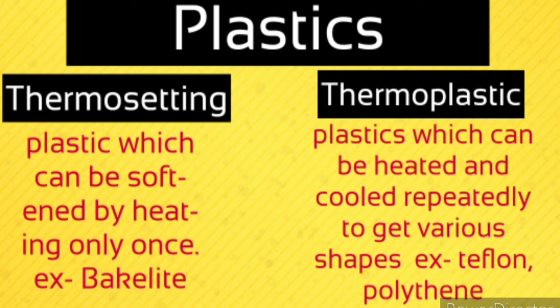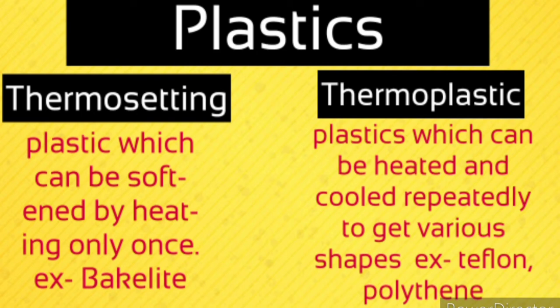Now what are thermosetting plastics? Thermosetting plastics are those which can be heated and cooled down only once. That means once the plastic is heated up, you have molded it into a desired shape, and then you have cooled it down, it has got its desired shape. Now it cannot be heated and reformed again. These are known as thermosetting plastics. For example, we have melamine and bakelite. These are the 2 examples of thermosetting plastic.